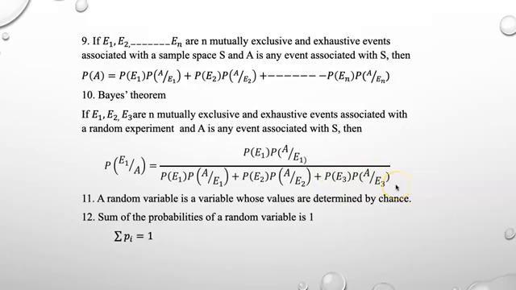A random variable is a variable whose values are determined by chance. So we have two types of variables. One of them is the random variable. Sum of the probabilities of a random variable is 1. So if you add all the probabilities for a random variable, you get 1.